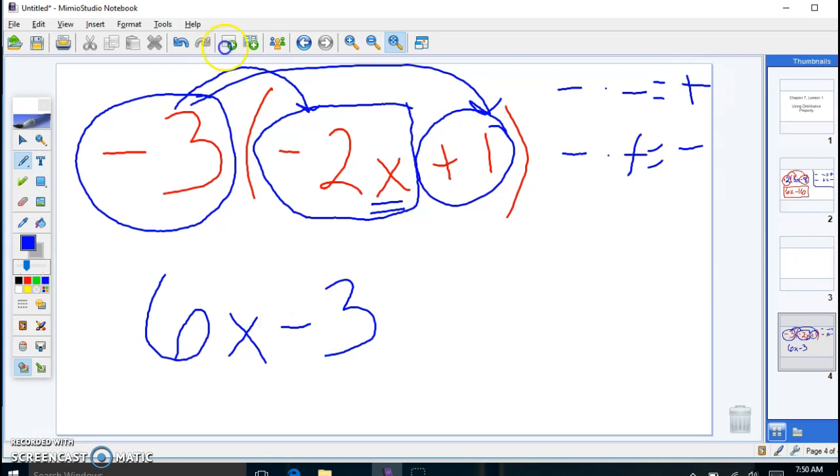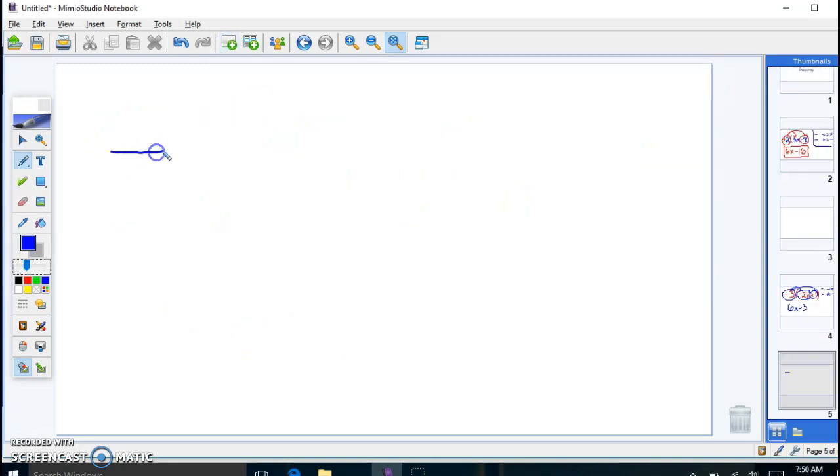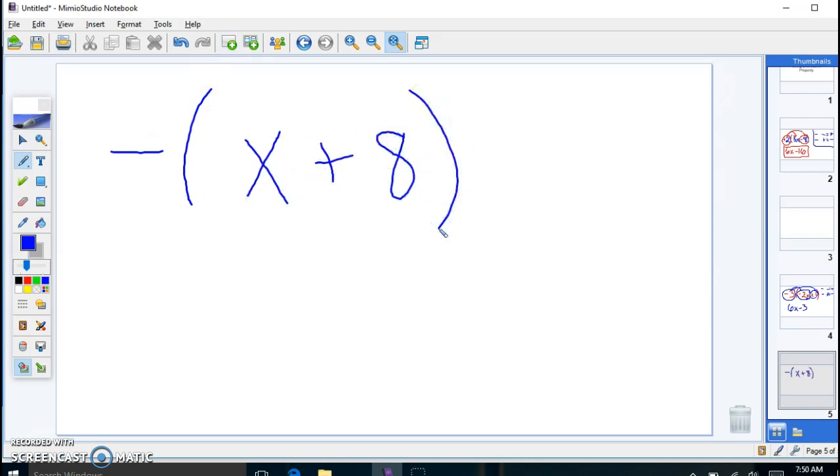Now, where it might get a little bit tricky at times is, what if I just have a negative sign, and then let's say that I have (x plus 8)? Well, anytime you don't have a number in front of the parentheses, but you have a sign, you have to assume that that's 1. And because there's a negative, it's actually negative 1. So we're multiplying negative 1 times x. Well, there's no number in front of x. So again, assume that it's 1.